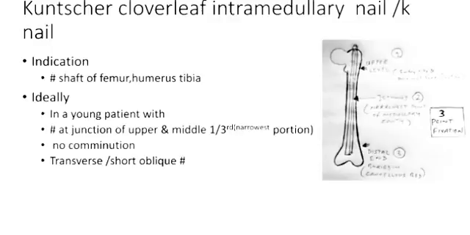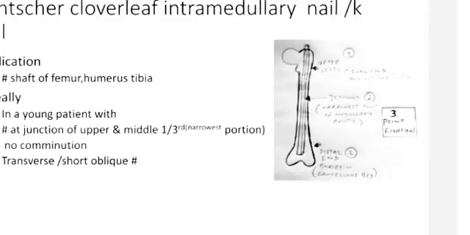So here it is written that the indication is fracture of the shaft of femur, humerus, and tibia. Ideally, in a young patient, a fracture at the junction of upper and middle one-third, the narrowest portion, with no comminution, transverse or short oblique fracture.